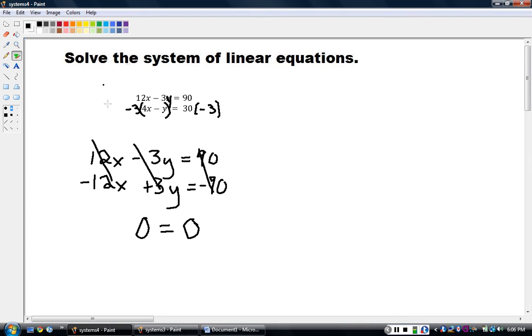Go back up to my original equation. Anytime you get a statement like this, where we have a number equals a number, for these types of problems, that means that these are the same line. Okay, in fact, they look different, but they're in fact the same line. If I were to multiply by 3 instead of negative 3, think about what you would get. You would get 12x minus 3y equals 90. You get the same thing. So in other words, this is just a scalar multiple. This top equation is the scalar multiple of this one. So they're in fact the same equation. If you were to graph this line and this line, one would lay right on top of the other.